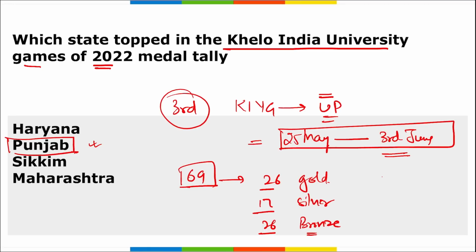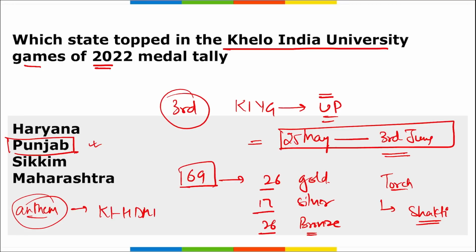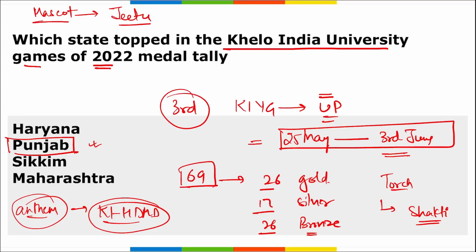Then there was a torch. What was the name of the torch? It was named Shakti. Apart from this, there was an anthem that you can remember: Khelo India Har Dil Mein Desh. I repeat, Khelo India Har Dil Mein Desh. This is the anthem for the Khelo India University Games. Then there was a mascot also, that is Jeetu. Mascot Jeetu, anthem Khelo India Har Dil Mein Desh, and torch named Shakti. So this is an important current affair, so do take all the information that I have mentioned here.